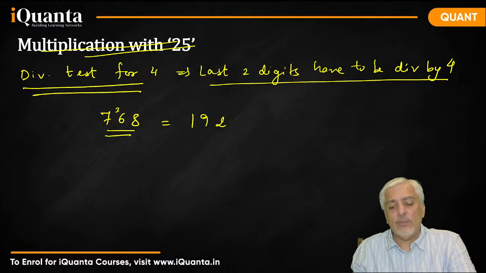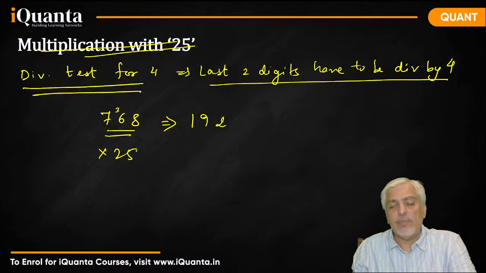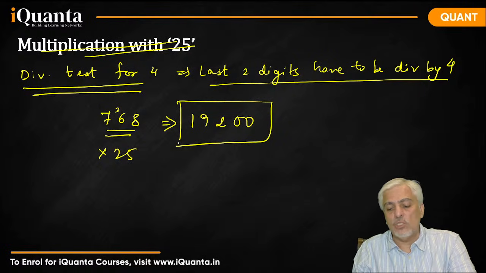Now this was dividing by 4. But suppose our question is 768 multiplied by 25. Then what will be the answer? If it is divisible by 4, then you will just put 0, 0. You will always just put 0, 0. So the answer of 768 multiplied by 25 is 19200.